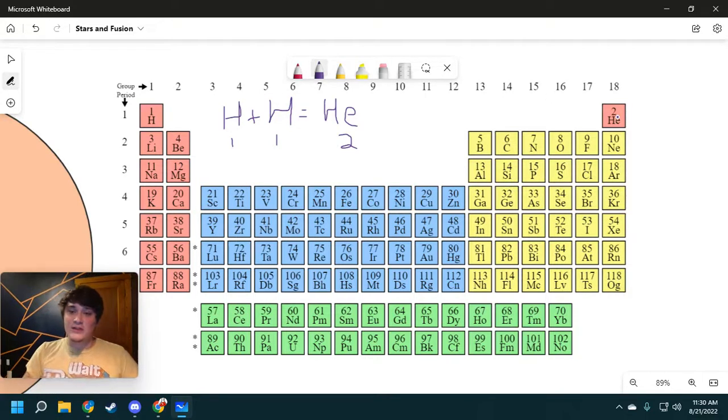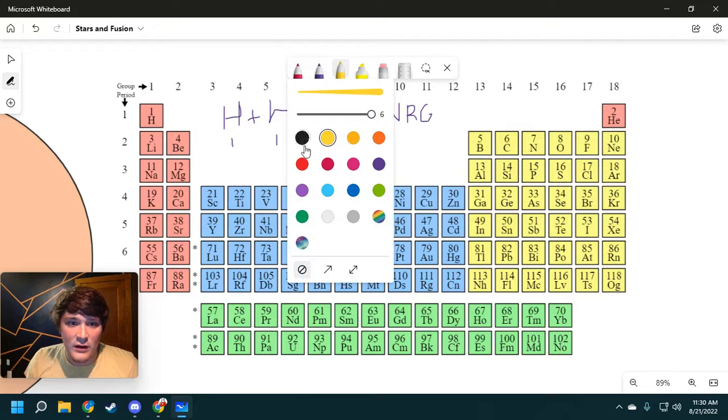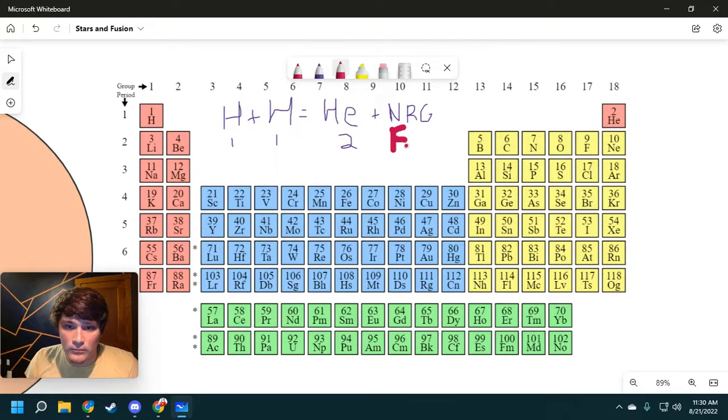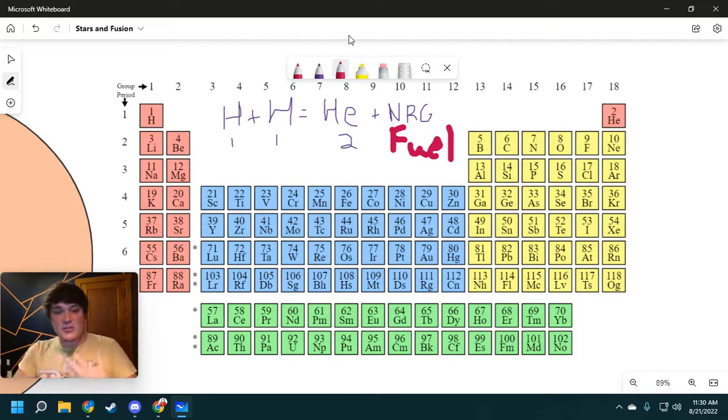Now, this helium atom is a little bit bigger, it's a little bit heavier, and when this happens, we release some energy. I'm going to shorthand it NRG. So we fuse hydrogen atoms together, we get a helium atom, and it creates some energy. That is what keeps the star moving. This is our fuel. That's the fuel that keeps the star moving. That's all of that energy. So stars are constantly doing this.